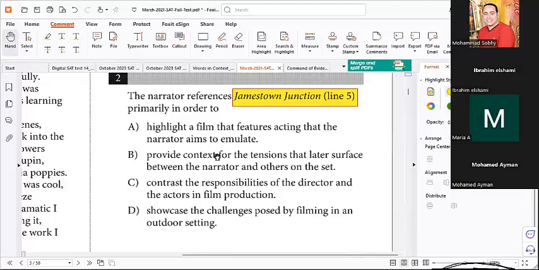Highlight a film that features acting that the narrator aims to emulate, or provide context for the tensions that later surface between the narrator and others on the set, or contrast the responsibilities of the director and the actors in film production, or showcase the challenges posed by filming in an outdoor setting.